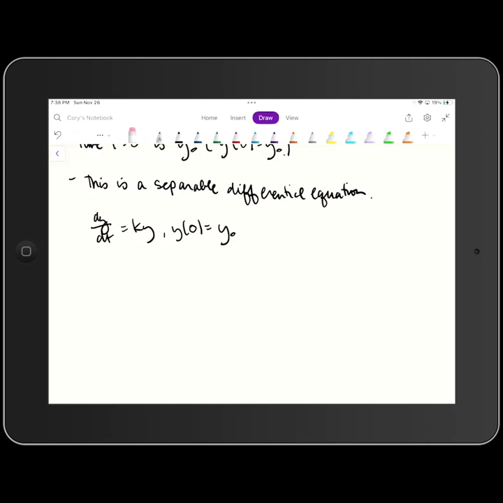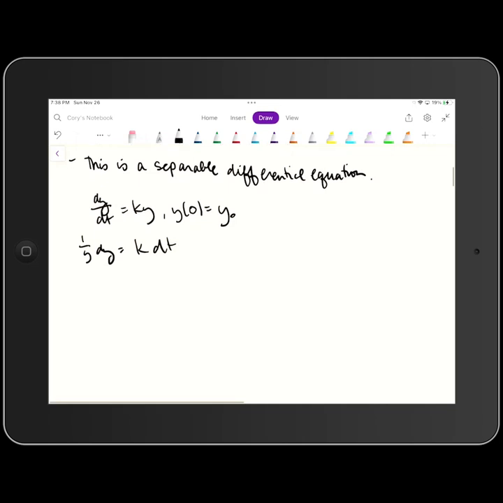And to do that, we're going to do integration by separation of variables that we went over in section 9-3. So we're going to divide both sides by y and multiply both sides by dt. So we get 1 over y dy is equal to k dt. And then we have that initial condition as well, which is going to allow us to solve for our constant. When we integrate both sides of this equation, we get the natural log of the absolute value of y is equal to kt plus c.